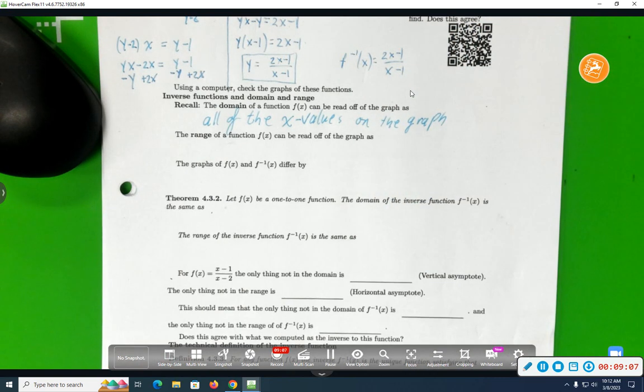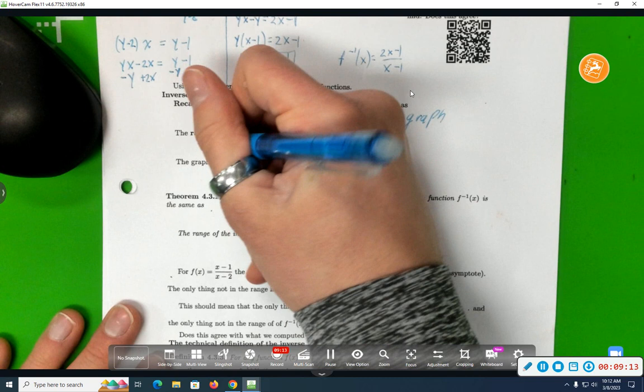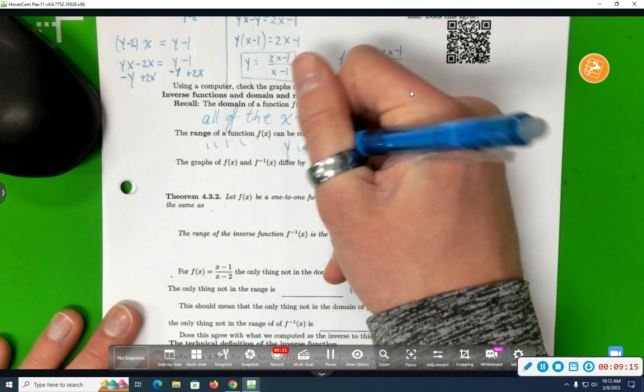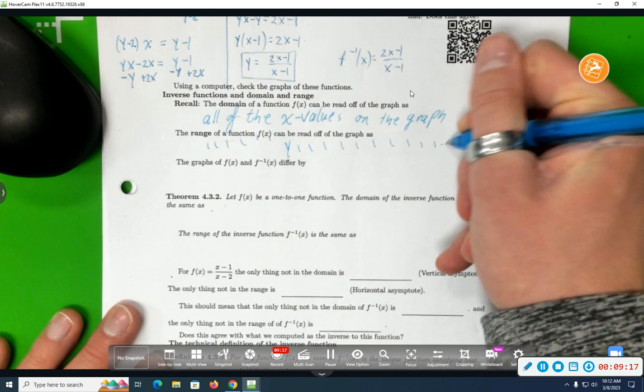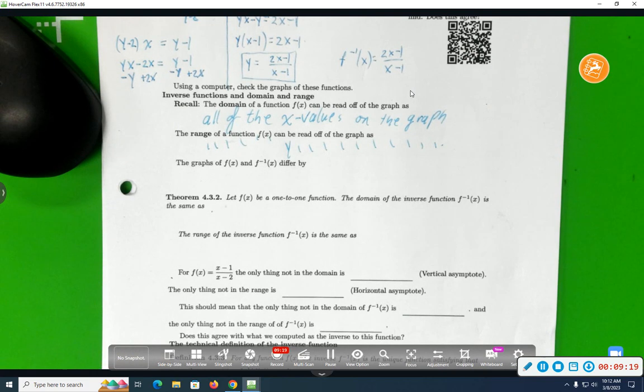So that's how you get the domain of a function. How do you get the range of a function? Yeah. All of the y values in the graph. Exact same as above, just replace x with y. So here's what I'm going to be interested in writing down in this theorem statement in the middle of the page. What's the domain and range of an inverse function?